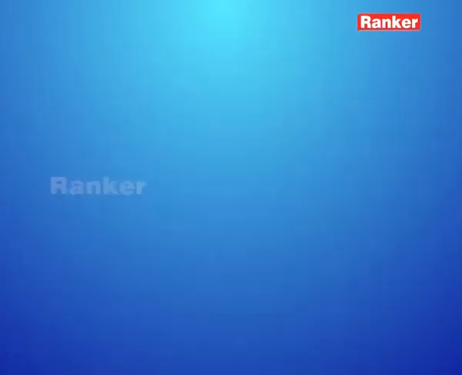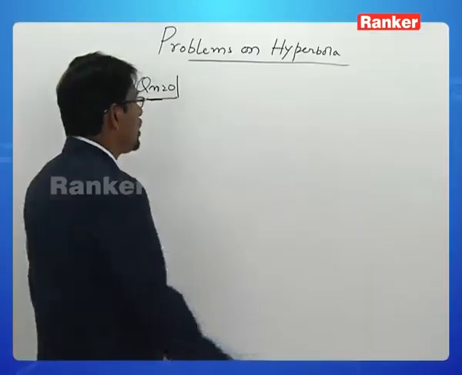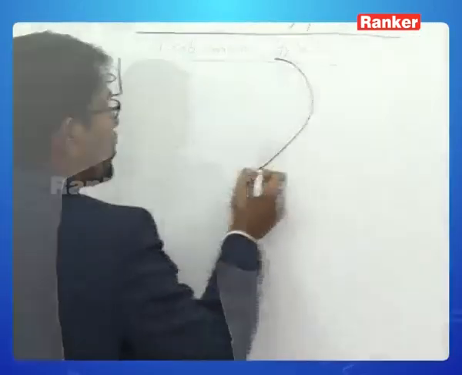Let's move to the next question. Question number 20. The number of tangents drawn from the point (3, 0) to the hyperbola x²/9 − y²/1 = 1 is: first option 0, second option 1, third option 2, fourth option 3. Now let's actually plot the hyperbola.